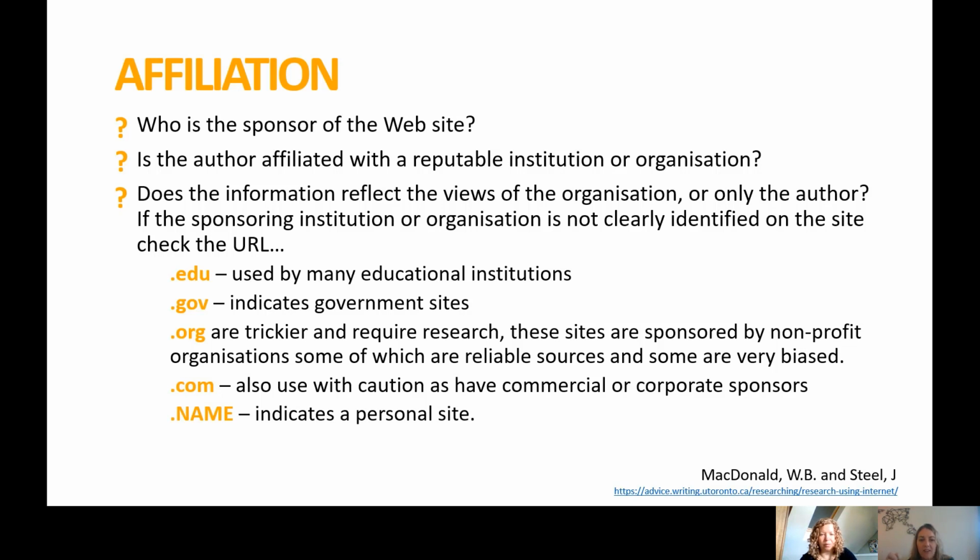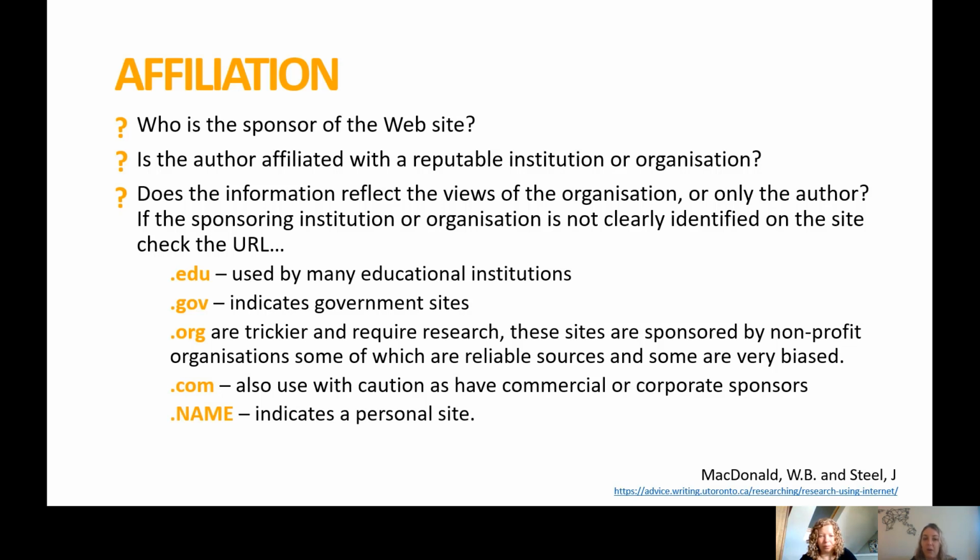If it's not very clear who the sponsoring institution is, and we see this a lot with blog posts, then have a look at the URL, the long website address at the top. Look at the last three letters, because it might give you a clue. .edu is used by lots of educational institutions. .gov indicates governmental sites. .org is trickier and requires a bit more research because they're sponsored by non-profit organisations, some of which might be reliable and some incredibly biased. So that requires a bit more.